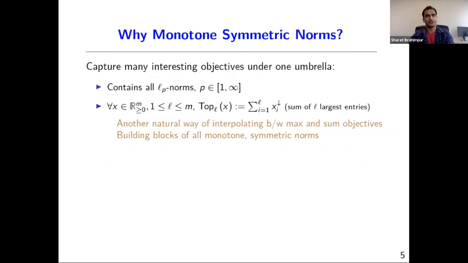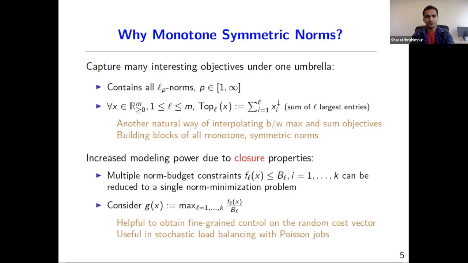Let me mention two benefits of working with the class of monotone symmetric norms. The first benefit is that we can capture a lot of interesting objectives under one umbrella. For instance, all LP norms are in this family. There's another subfamily of special norms called top L norms, which are building blocks of all monotone symmetric norms. The top L norm of a vector is the sum of its L largest entries. Top L norms give another natural way of interpolating between the min-max and min-sum objectives.